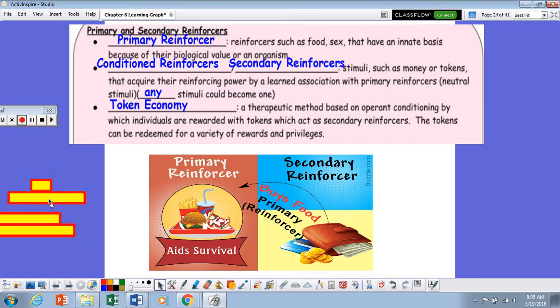Okay. Token economies are based on these secondary reinforcers, and a lot of times they are a therapeutic method based on operant conditioning by which individuals are rewarded with tokens that act as secondary reinforcers, and these tokens can be redeemed for a variety of rewards and privileges. So sometimes you might see this where an individual might be incarcerated. If they have been well behaved, they might get certain tokens that might be used at perhaps a concession stand or some type of snack bar where an individual can go and trade those things out.